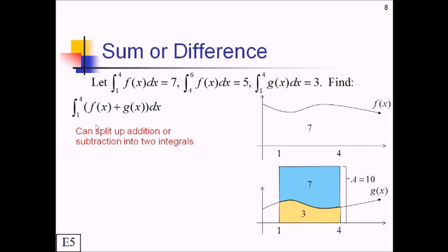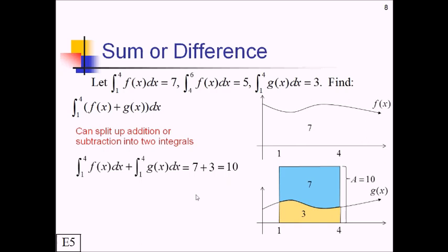So we could have expressed this as the integral from 1 to 4 of f plus the integral from 1 to 4 of g of x. And then that's just going to be, let's see here, 7 plus 3 adds up to 10. So this is one way of using the addition, subtraction, split it up property.